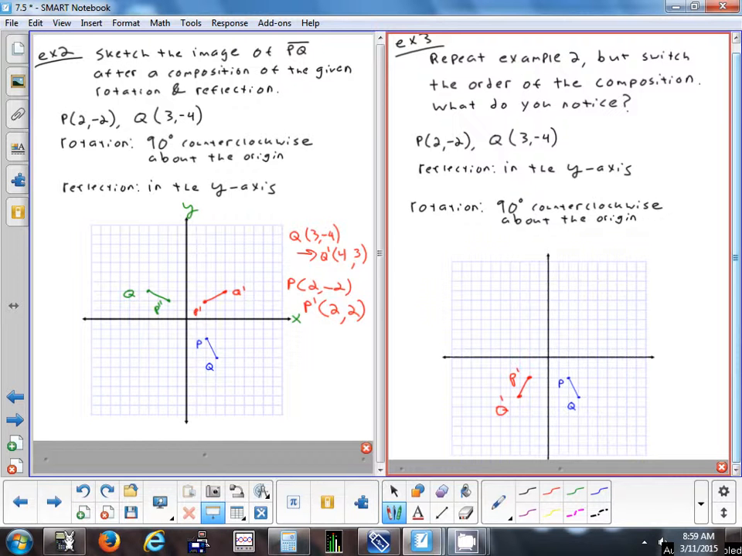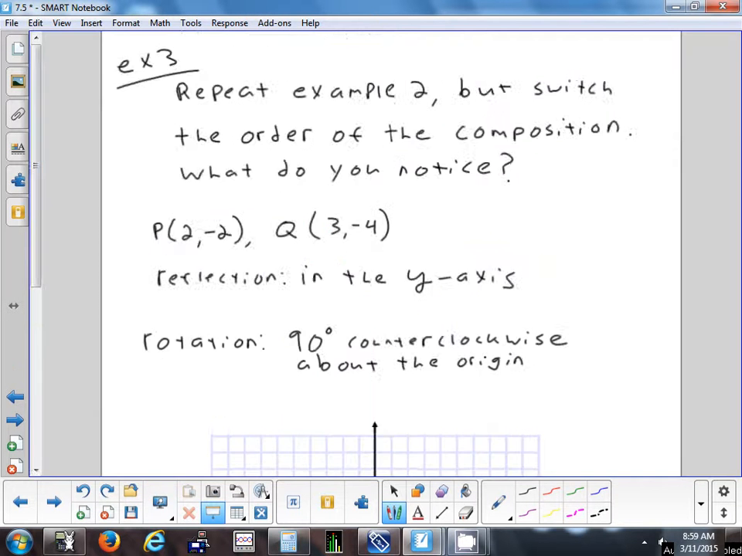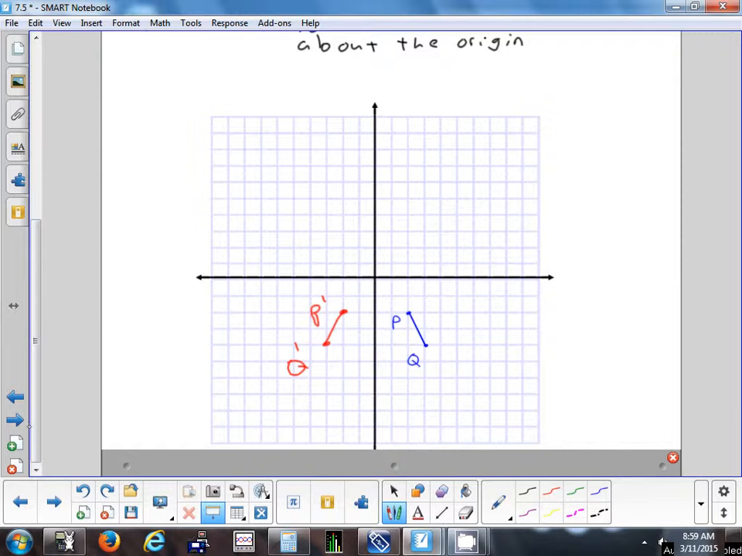Any question on the reflection? Okay, now I'm going to rotate. Since we're going to deal with the numbers, it helps to write them down, so let me make it a little bigger. Okay, so P prime is negative 2, negative 2.